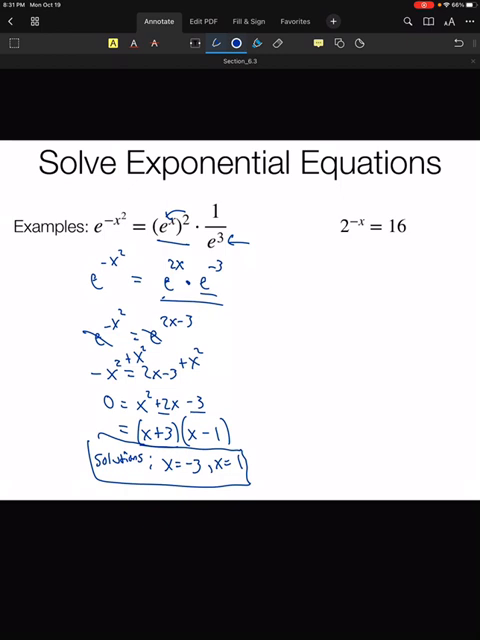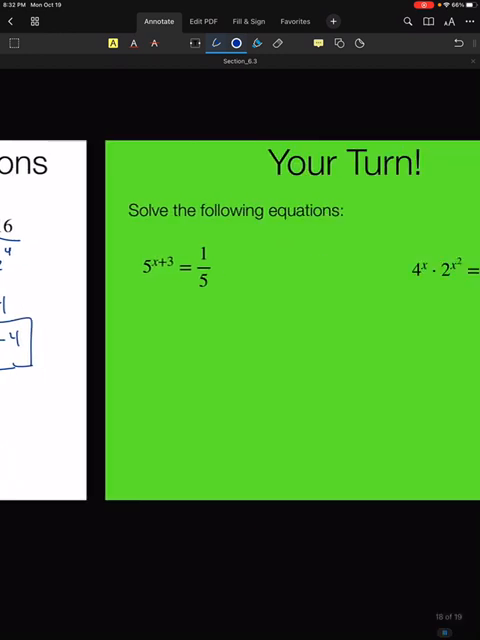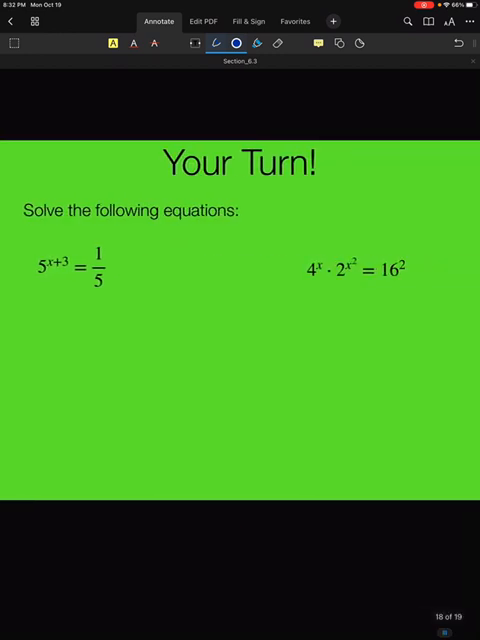Okay? And then last, we have a quicker example here. 16 is 2 raised to the 4th power. And so I have 2 raised to the negative x power is equal to 2 raised to the 4th power. That means negative x is equal to 4, or x is equal to negative 4. Okay, so that wasn't a hard one there. Now, here are 2 examples. Okay, solve those equations using the laws of exponents that we've been working on.